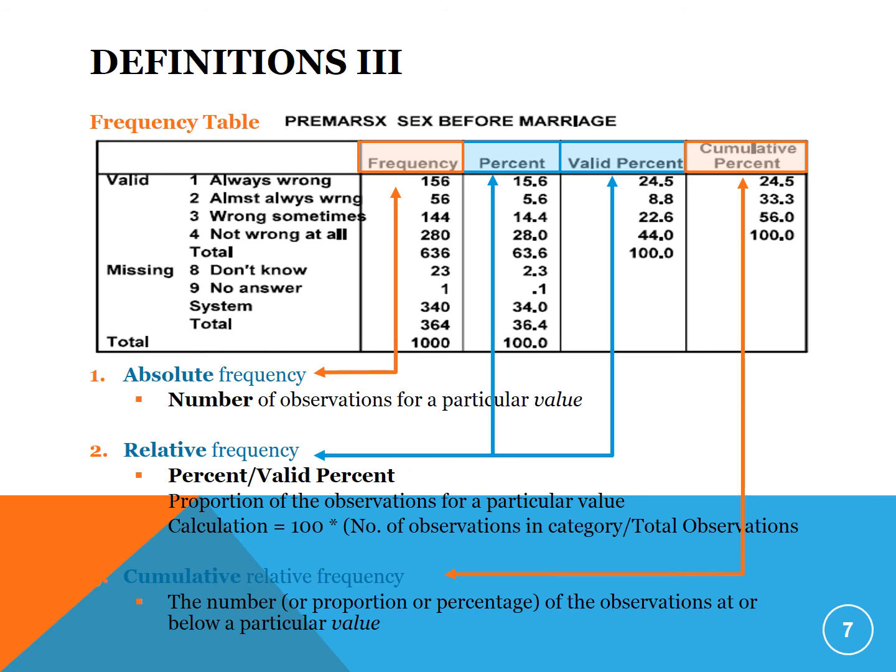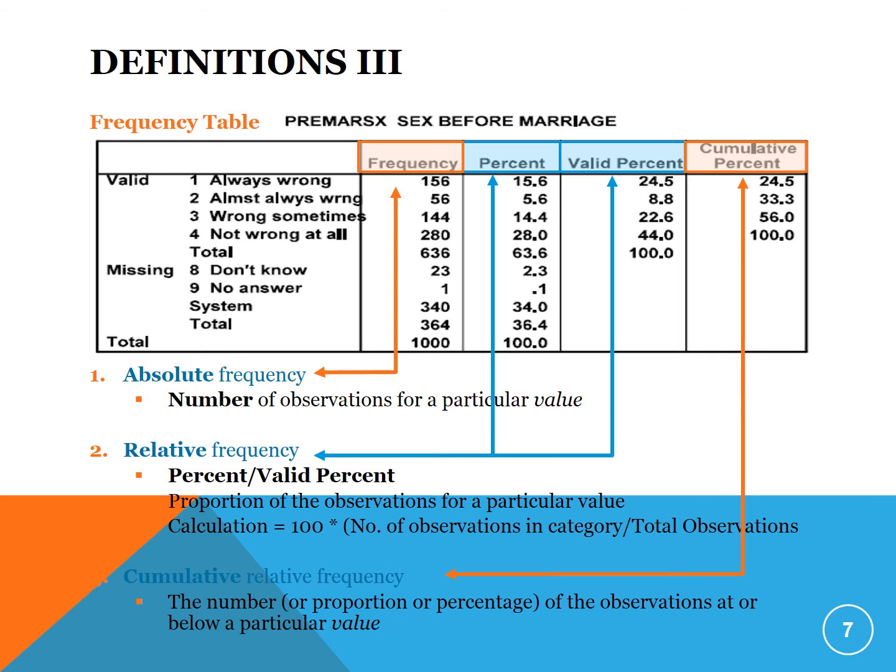24.5% of our valid responses said premarital sex is always wrong. But what percent said that and almost always wrong? Well, we add 24.5 plus 8.8, and we get our 33.3. So 33.3% of the valid responses said either always wrong or almost always wrong.